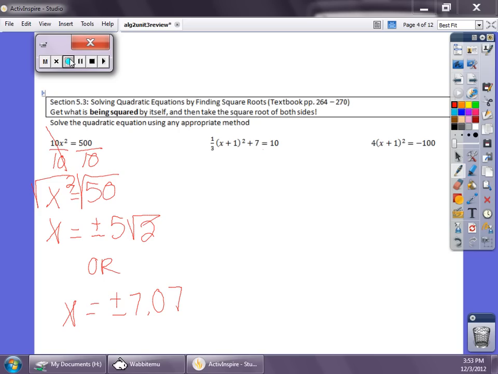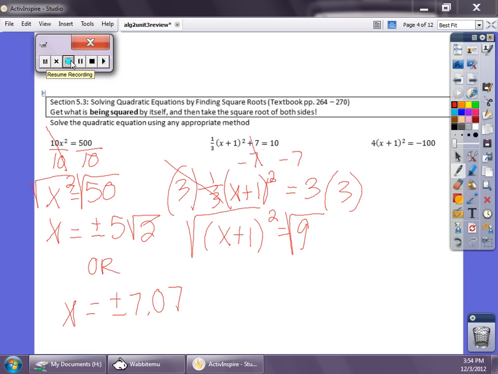Second one, the first thing we need to do is get the x plus 1 quantity squared by itself, and I'm going to do that by subtracting 7 from both sides. And now we need to get rid of the 1/3 by dividing. And remember, dividing by a fraction is the same as multiplying by its reciprocal. So I'm going to multiply on the left and on the right by 1/3, and then I can take the square root of both sides.